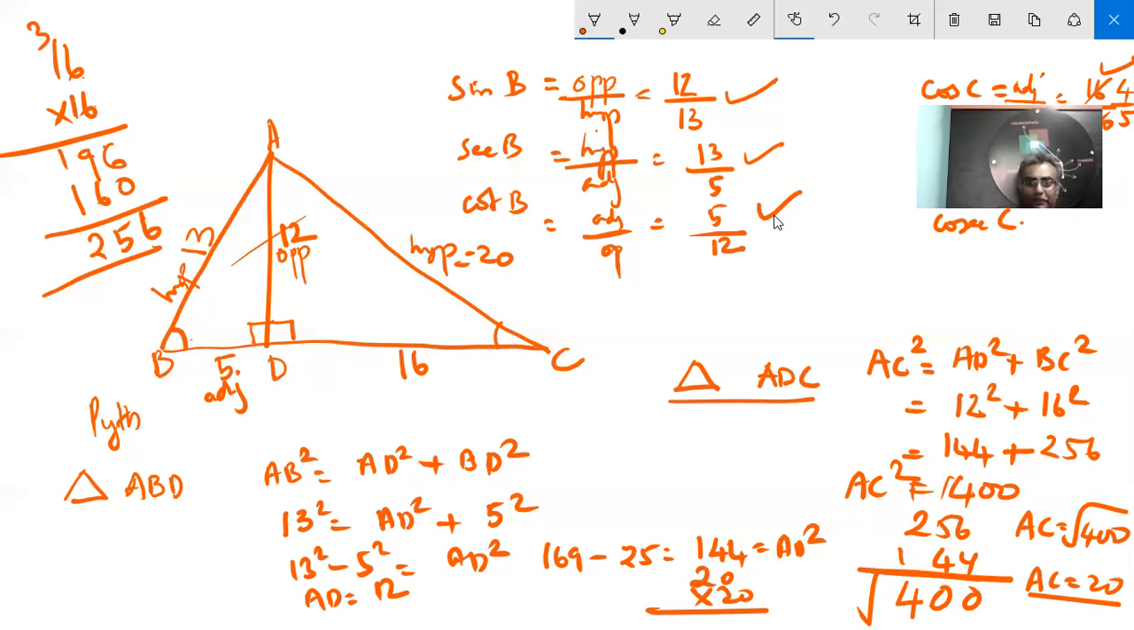Okay, tan C. Tan is opposite side by adjacent side. Opposite is 12. 12 by 16. Simplify by 4. 3 by 4. Very good. Then cosecant C. Formula: it is hypotenuse by opposite side. So that is 20 by 12. Simplify by 4. 5 by 3. Excellent.